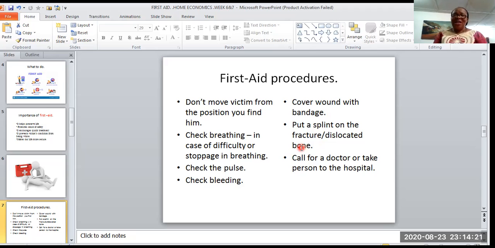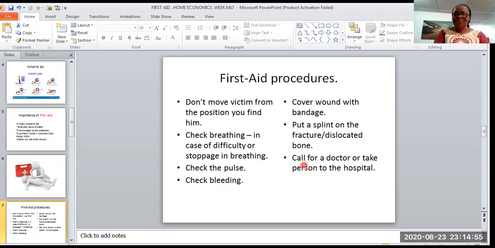Sometimes you know that rough play is not the best. That's why we tell you not to play rough. Don't jump from any kind of height so you won't break a bone. Don't fall heavily on your feet or your hand or on the ground. You may fracture a bone. And when that happens, the first aider must put a splint on the fracture or the dislocated bone.